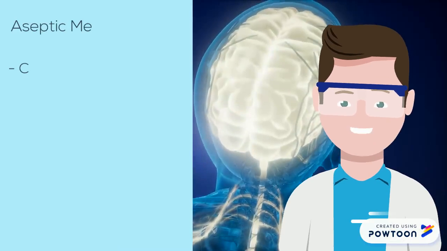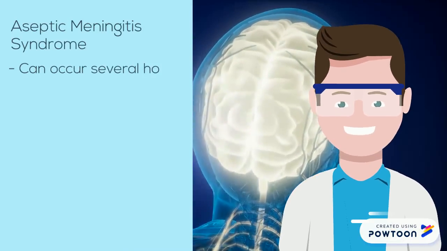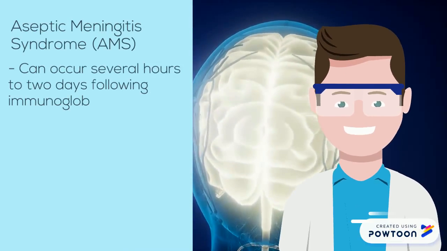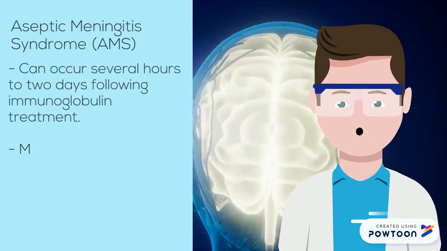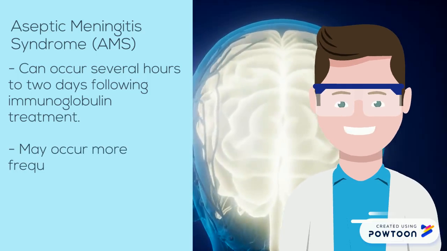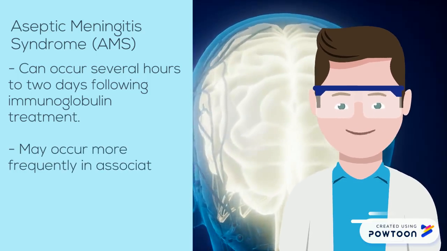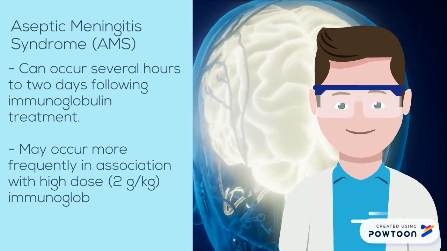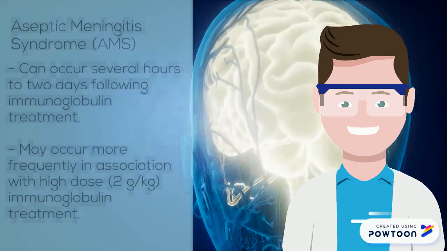Aseptic meningitis syndrome can occur several hours to 2 days following immunoglobulin treatment. Symptoms and signs include nuchal rigidity, severe headache, fever, photophobia, drowsiness, painful eye movement, vomiting, and nausea. AMS may occur more frequently in association with high-dose immunoglobulin treatment.